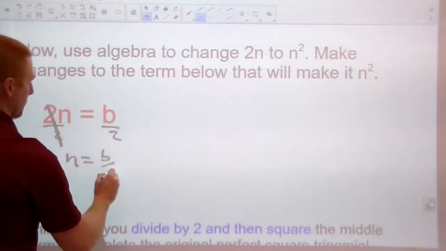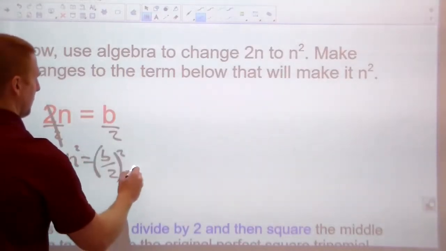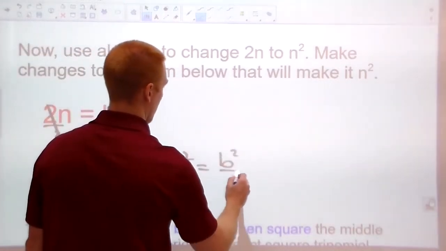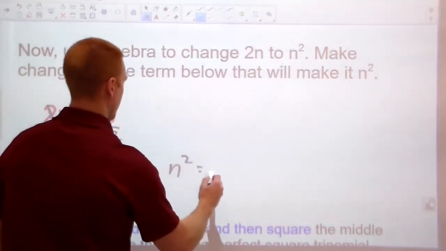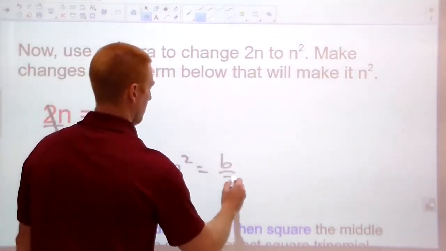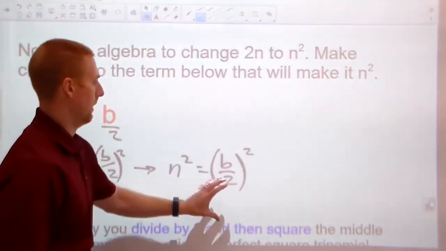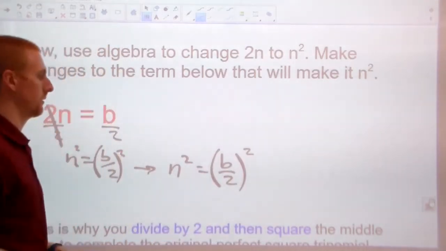n is going to be b over 2. And if I want to get n squared, I'm going to square both sides. So n squared is b squared over 4. So n squared, and I'm just going to leave it this way, is (b over 2) squared. I could expand that and get b squared over 4, but I think that this is actually going to be a little more helpful to explain the process.